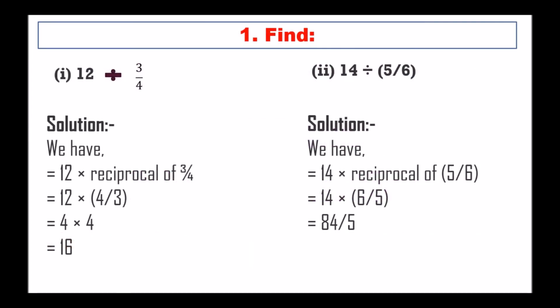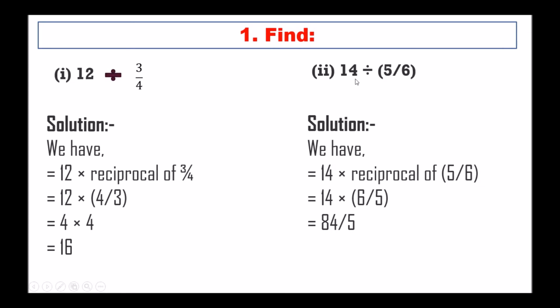The first question is find 12 divided by 3 by 4. So we have 12 into reciprocal of 3 by 4. So 12 into 4 by 3. Now we can cut 3 and 12. So 4 3s are 12 and 3 1s are 3. So 4 into 4, that is 16, is the answer.